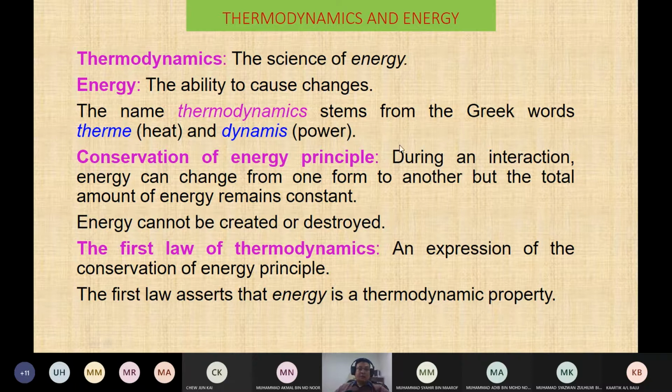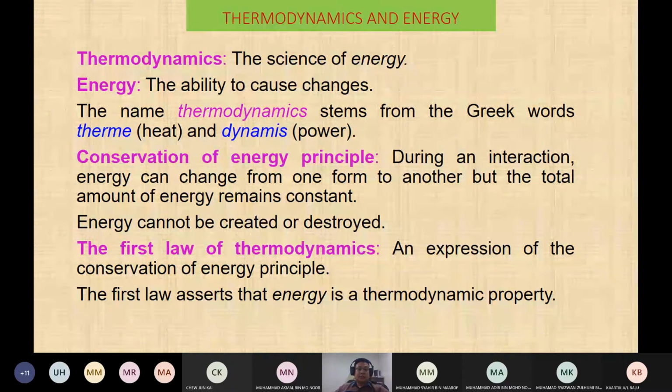So what is the meaning of energy itself? The ability to cause change. The name thermodynamics stems from the Greek words therm, or heat, and dynamis, or power. So heat can be utilized in cooking or mechanical work. This one we call thermodynamics. So energy itself is the ability to cause change.